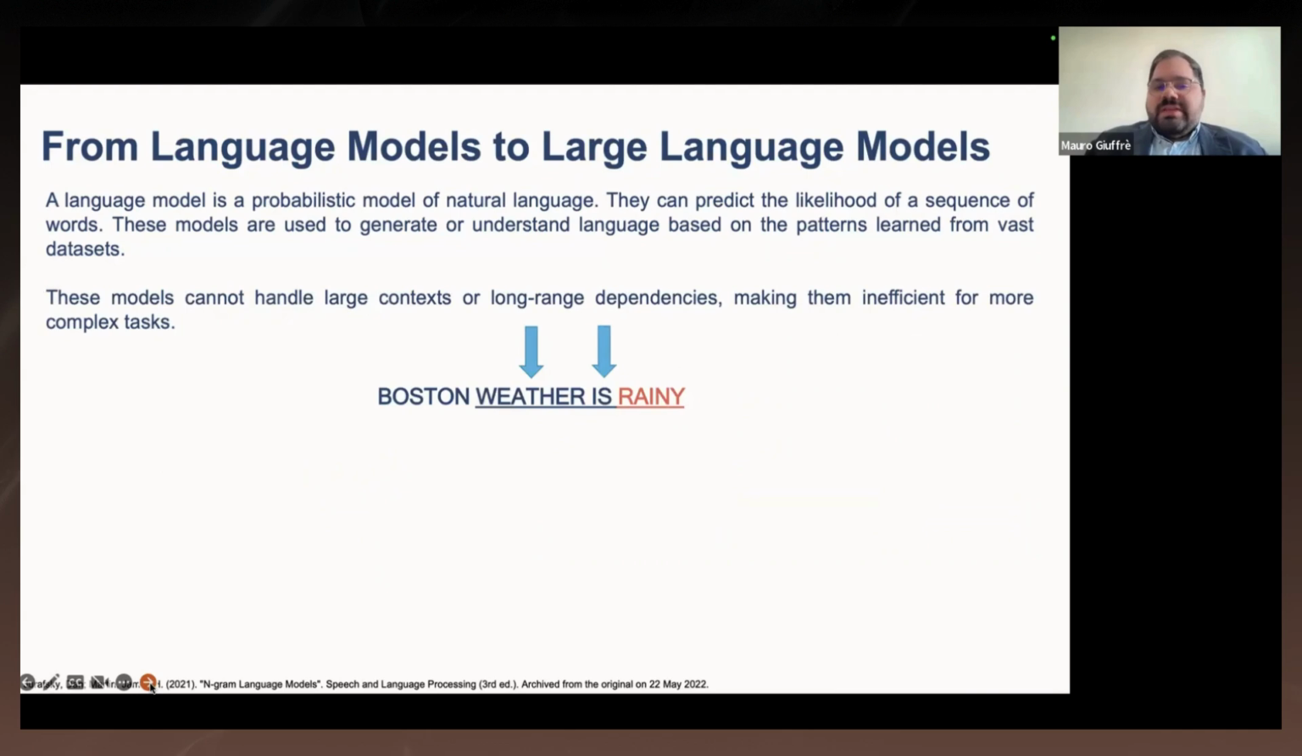The big problem of these rudimentary language models is that they cannot handle long range dependencies, which means that if you have a very long text, they can only predict the next word by using just one or two words. For example, if I'm trying to predict the word rainy, I wouldn't even consider the word Boston, but just "weather is". So if, of course, I'm talking about a city in Florida, the most probable word would be maybe sunny or hot or warm instead of rainy. And this language model cannot take this kind of information into account.